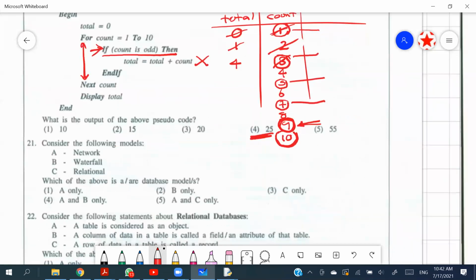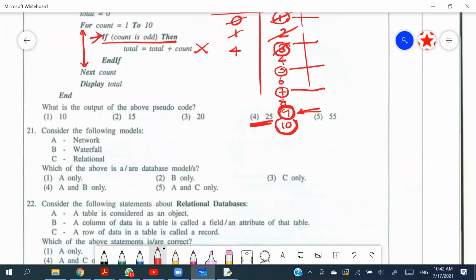Right? 21st. Consider the following models. Which of the above are a database model? Yes, there are network model, there are relational database model. What are the other things? There is hierarchical model. There is, what else? Flat file system, right? Object-oriented model, right? Those are the other three, right? Hierarchical is there. Object relational is there.